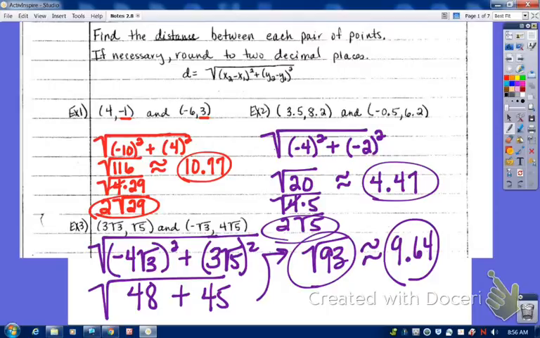All right, any questions about the distance formula? You will have to know this formula. It will not be written on your quiz Wednesday. So distance is the square root of your x's subtracted squared plus your y's subtracted squared. And the little ones and twos just mean you have to subtract in the same order. So if you do second x minus first x, you have to do second y minus first y. If you do first x minus second x, you have to do first y minus second y. Questions about the distance formula?